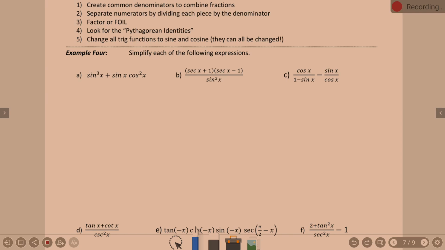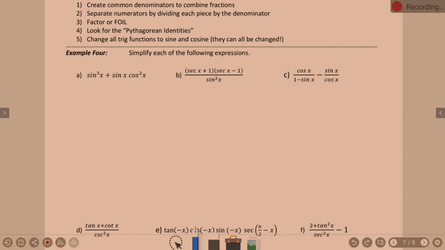4, look for the Pythagorean identities. If there is a Pythagorean identity or a variation that can be substituted out, like something equals something, we can replace it. And then the final one is an option that sometimes is helpful, is change all trig functions to sine and cosine within a problem. And if you think about it, they can all be changed. Okay, between reciprocals and quotient identities, everything has its basis in sine and cosine. How's that?